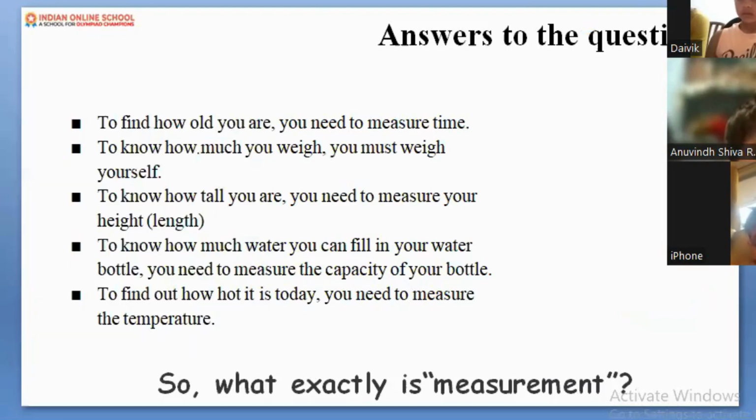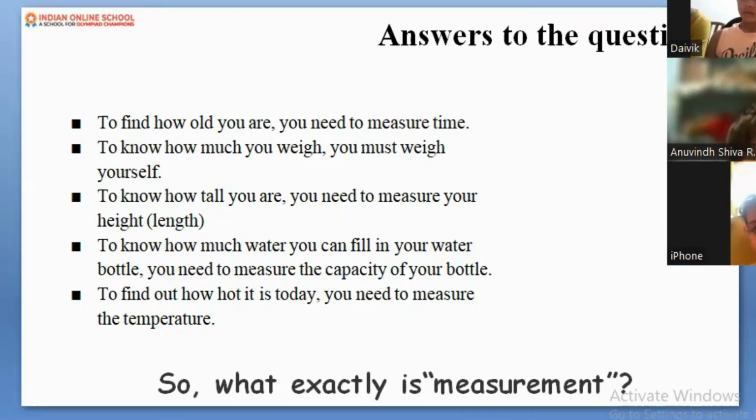Now, if I'm asking how much you weigh, for that you must weigh yourself. Like 25 kgs, 30 kgs, 35 kgs and all. To know how tall you are, you need to measure your height, the length. If I'm asking how much water you can fill in your water bottle, you need to find out the capacity. And if I'm asking how hot it is today, you have to find the temperature. So what are all these things?